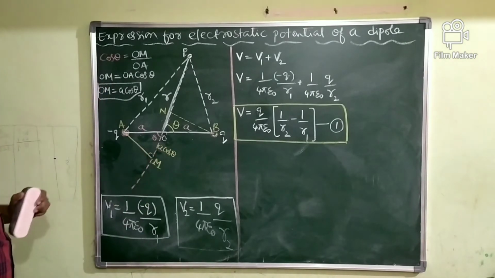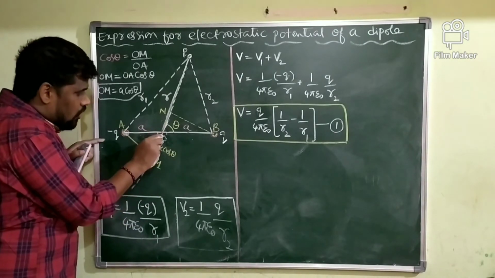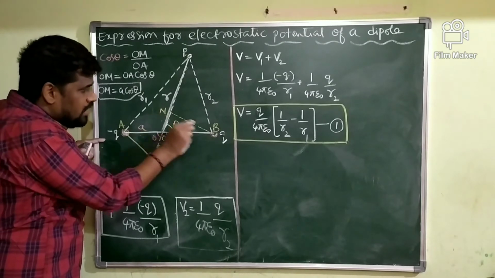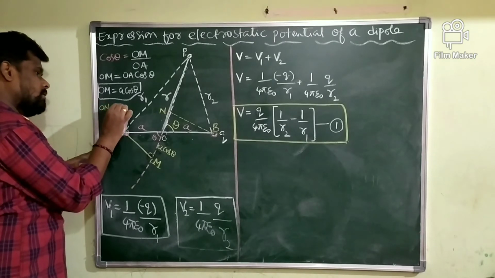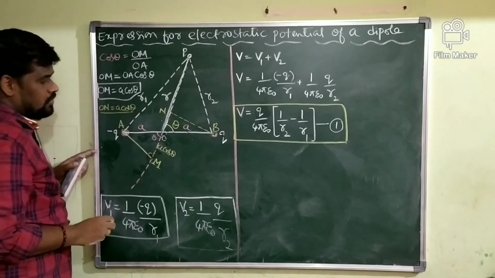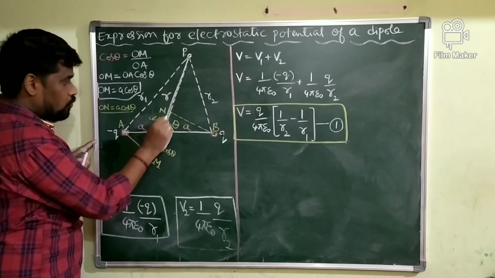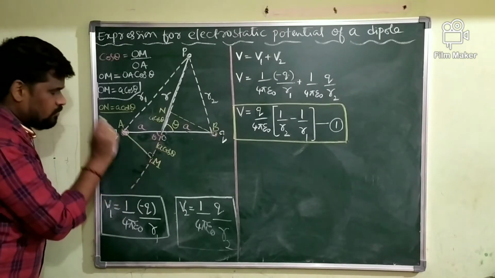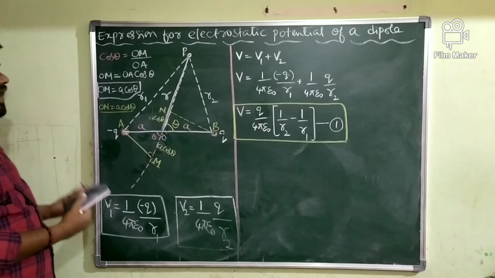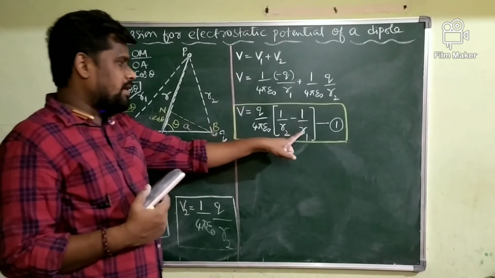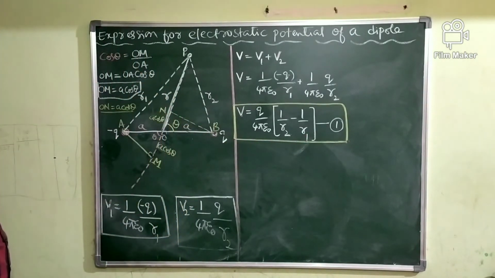Okay. OM value is A cos theta. Similarly, if you define cos theta in triangle ONB, you will get ON is also equal to A cos theta. So this kind of geometrical arrangement I made to determine the value of R1 and R2.